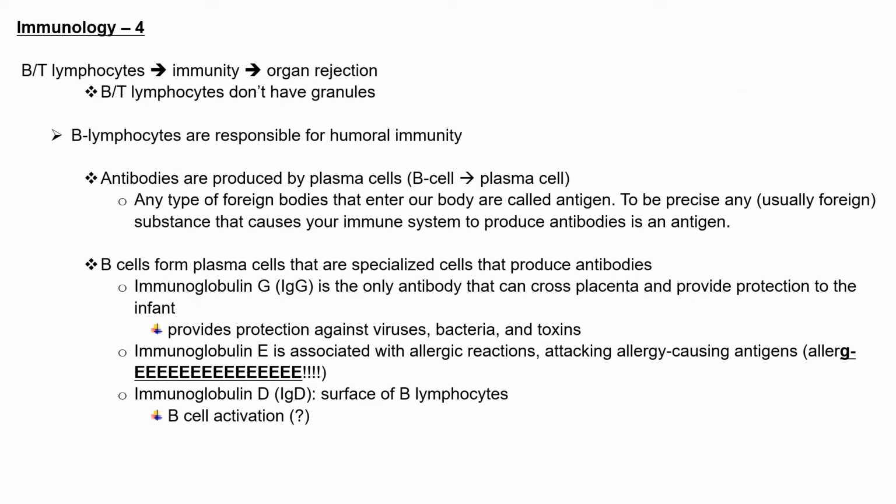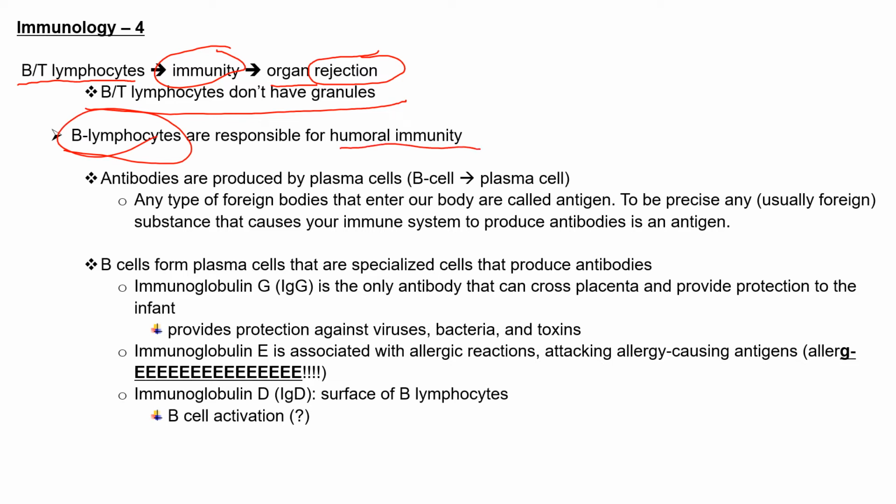All right, now let's talk about the cells of the immune system. B and T lymphocytes are cells of the immune system, and it's these cells that decide whether a transplantation is successful or whether an organ is rejected. B and T lymphocytes can be easily recognized on slides. I showed you some pictures. They don't have granules. B lymphocytes are responsible for our humoral immunity. I'll go over T lymphocytes on the next slide.